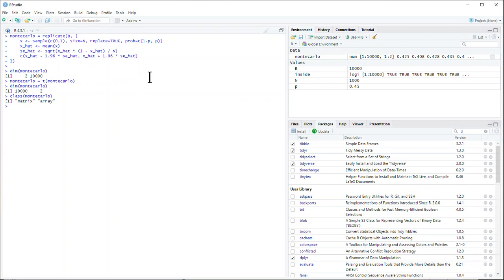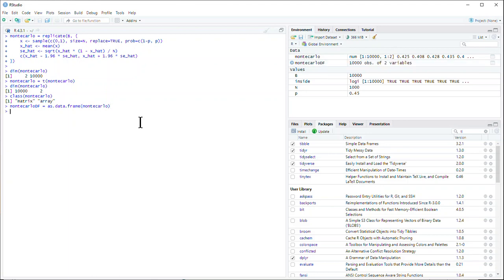This is how R has stored this data for me, but I really need to change this into a data frame, right? So I can do that, and so I'm going to make this command called Monte Carlo df, for data frame, as dot data frame and then Monte Carlo. So I'm going to convert my matrix array of information into a data frame. So now if I ask what is the class of this Monte Carlo df, it tells me it's a data frame. So I'm really in business.